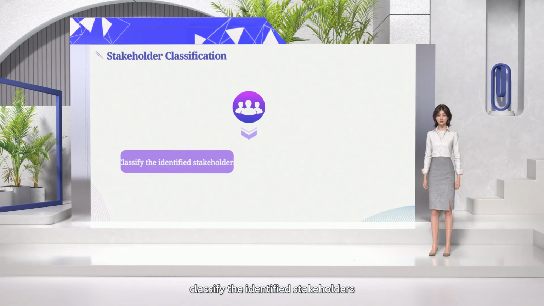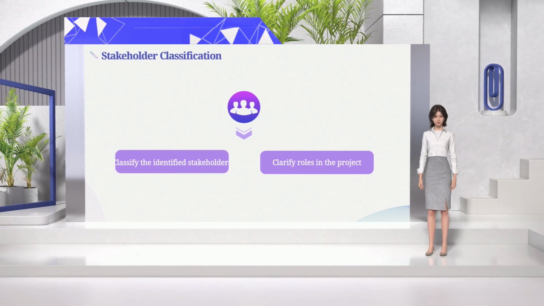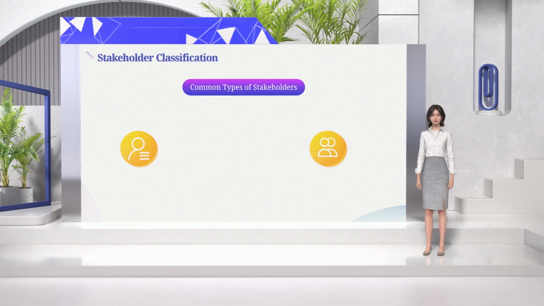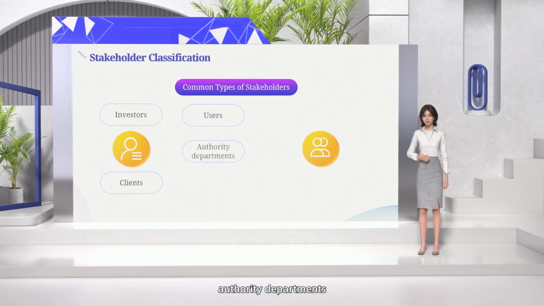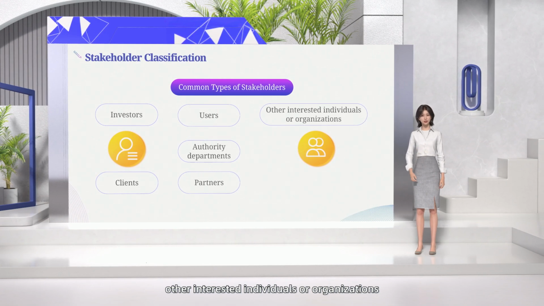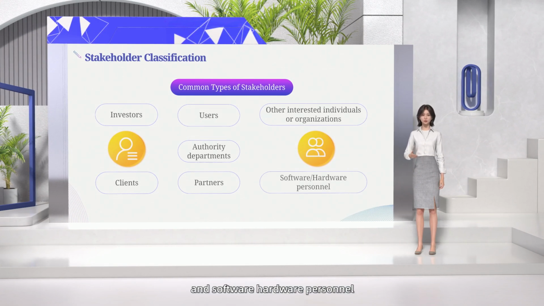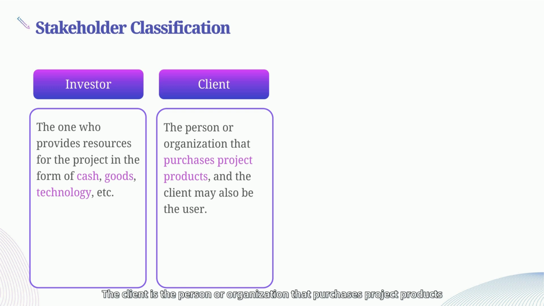Next, classify the identified stakeholders and clarify their roles in the project. Common types of stakeholders include investors, clients, users, authority departments, partners, other interested individuals or organizations, and software/hardware personnel. The investor is the one who provides resources for the project in the form of cash, goods, technology, etc. The client is the person or organization that purchases project products, and the client may also be the user.